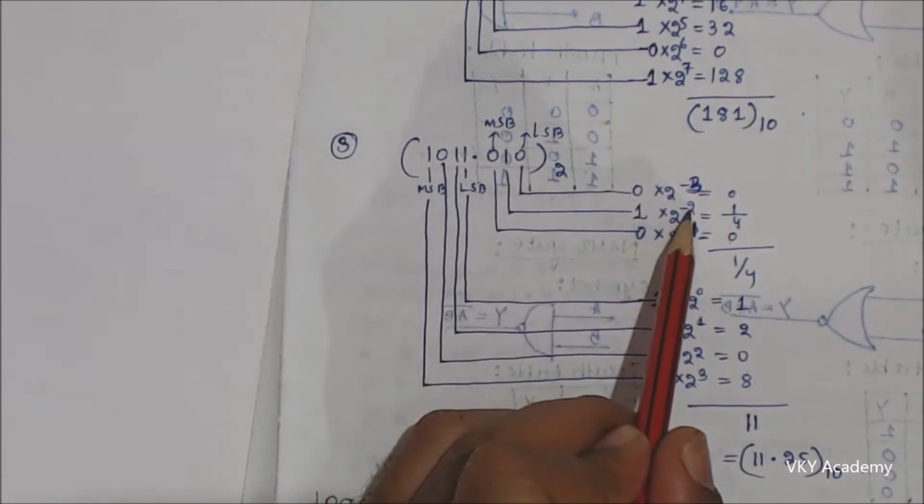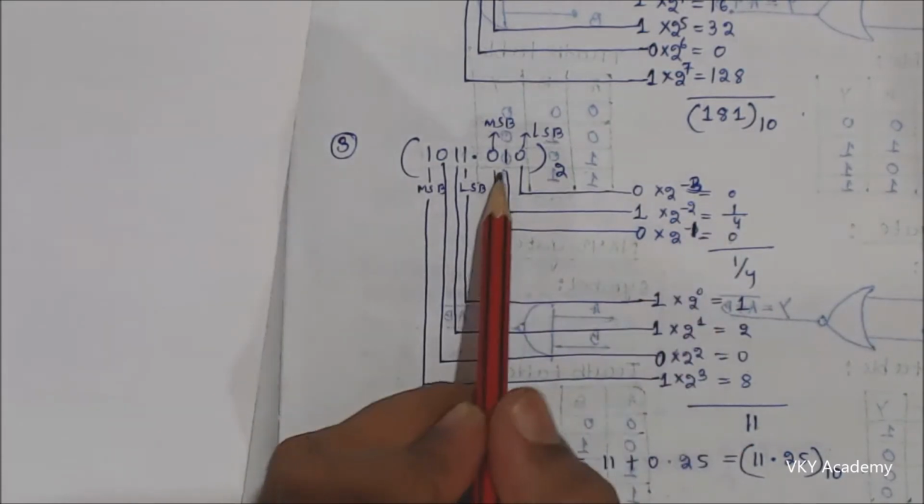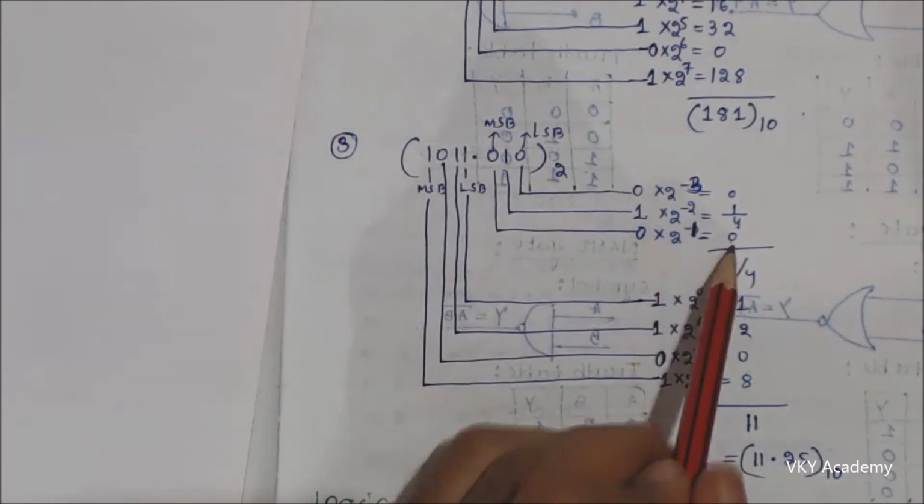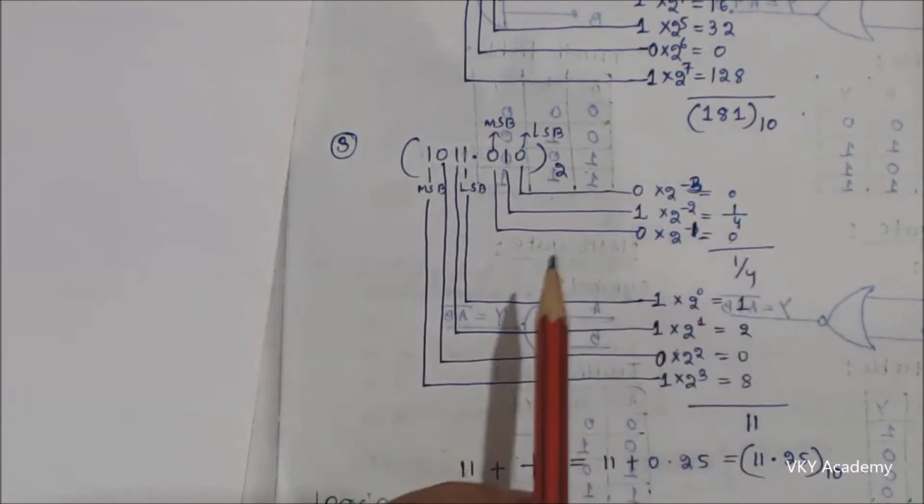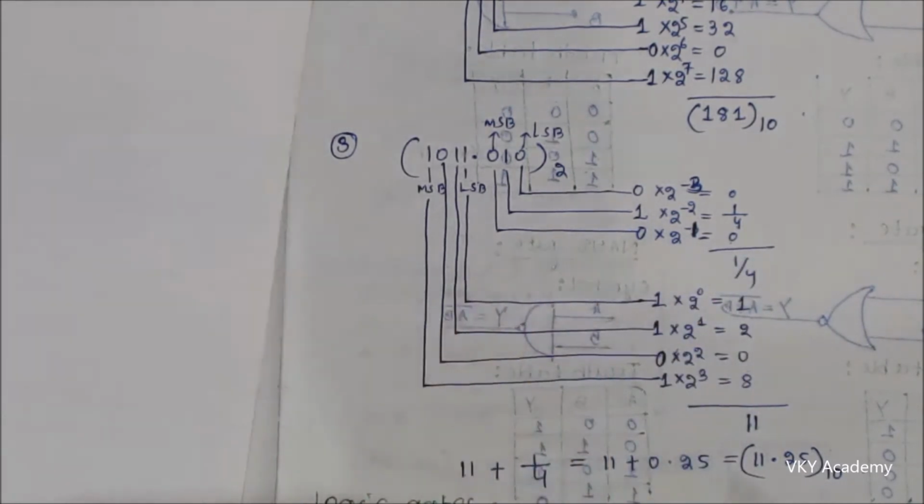Then 1 into 2 to the power minus 2, which is 1 by 4. And 0 into 2 to the power minus 1, which is 0. And the result is 1 by 4, which is 0.25. So my result is 0.25. And the overall result is 11.25, which is the decimal equivalent of this binary.